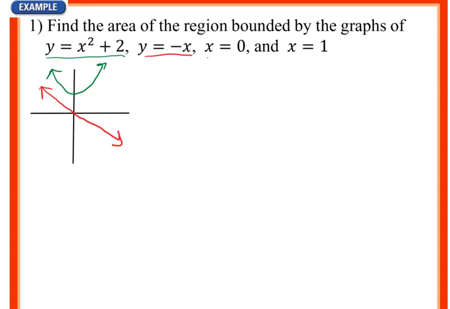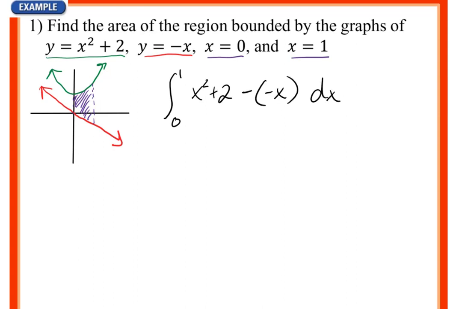And we're also looking at x equals 0, so that's just going to be your y-axis, and x equals 1, which would be somewhere over here. So we're bounding this region in here. And we want to find that definite integral. So we're going to go from 0 to 1. The upper function is x squared plus 2, and we're going to subtract the lower function, which is just -x, dx. And if you want, you could put extra square brackets right there.